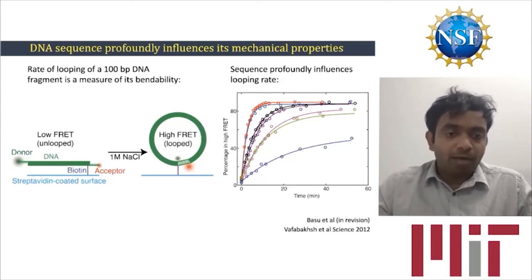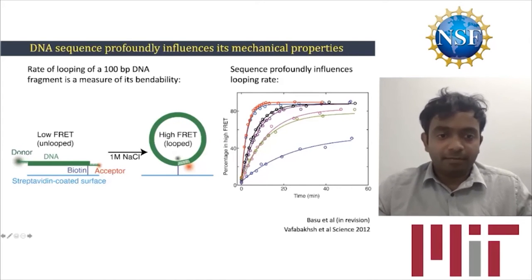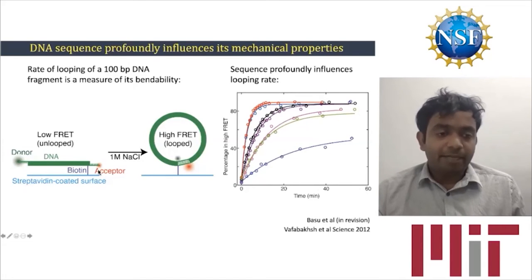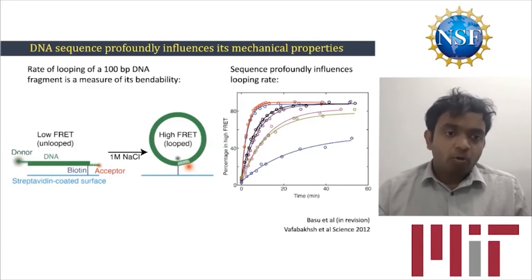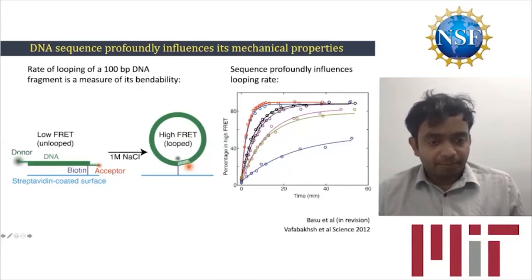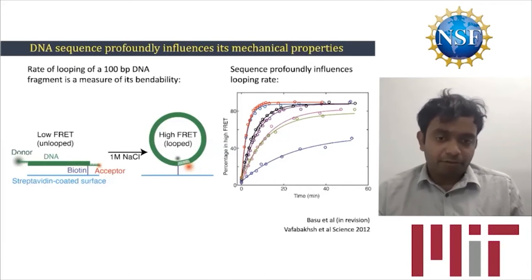I'm showing one method, which is of particular importance in my work, which involves observing the cyclization of short DNA fragments. Here is a DNA sequence of interest decorated at either end by 10 base pair sticky complementary overhangs and FRET pairs. We can observe the looping of this molecule by observing FRET as a function of time, and the looping rate is presumably a measure of the bendability of this DNA fragment.